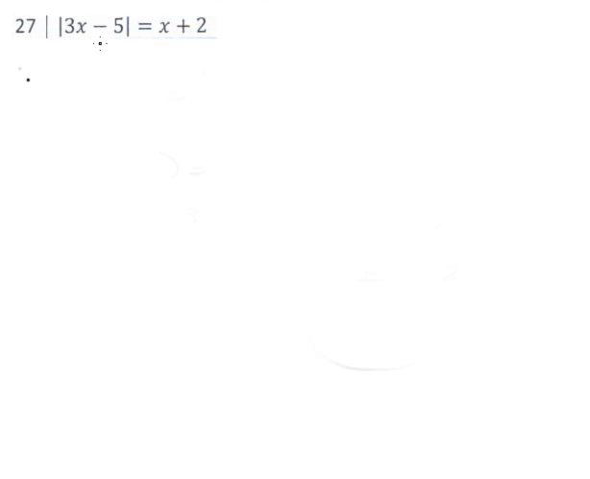Question 27 has one set of absolute values equal to an expression with x, and the absolute value expression is isolated on the left-hand side. And we open up the absolute value expression pretty much the same way we did in the previous example. We say in this case either 3x minus 5 is equal to x plus 2, or 3x minus 5 is equal to minus the entire expression, x plus 2. Okay, now let's proceed to solve.